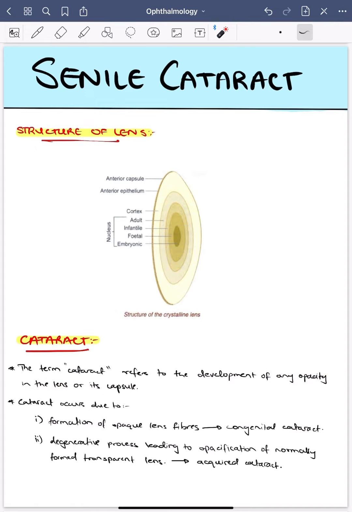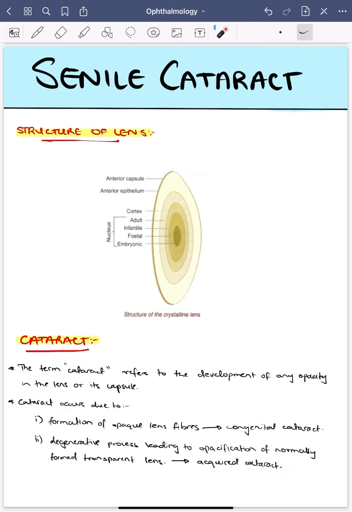Now, how can an opacity develop in the lens or the capsule? Cataract can occur due to, number one, formation of opaque lens fibers, and this is the basis of congenital cataract. Or cataract can occur due to a degenerative process leading to the opacification of the normally formed transparent lens, and this is what is known as acquired cataract. Now, in this lecture, we'll be discussing in detail about senile cataract.